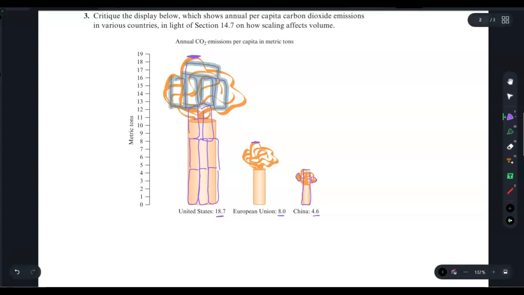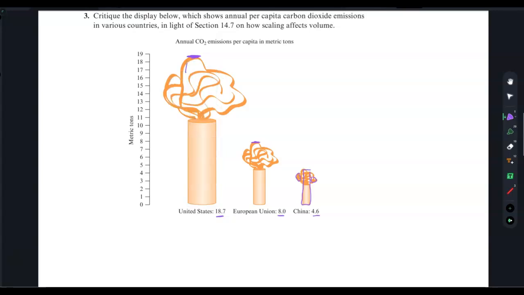In terms of comparing these, it's really hard to compare them based on their size. So what should I do here? How would I fix this? Really we need the same width. In bar graphs, we know that our bars are supposed to be the same width. So that's what should be going on here.